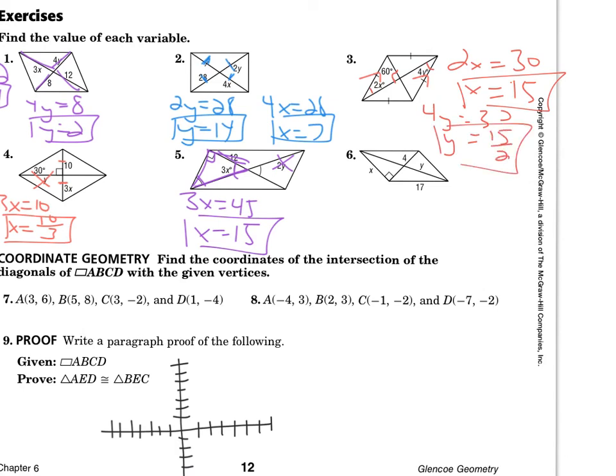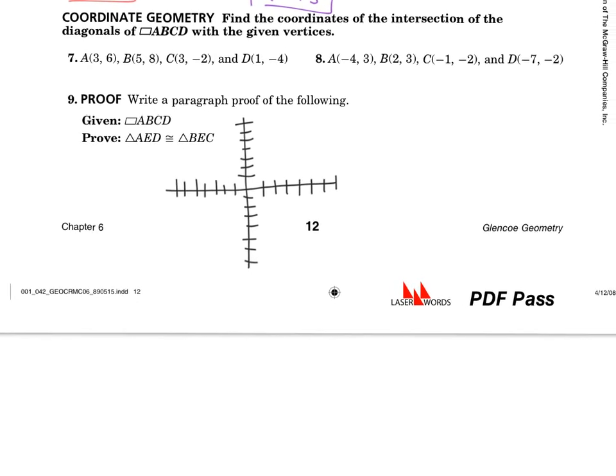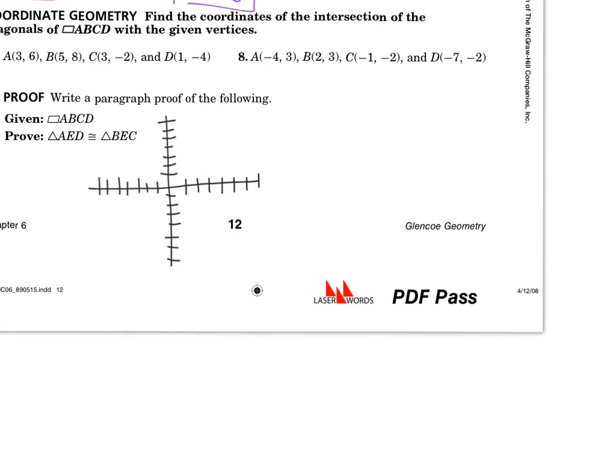Okay, number 6, you have to use the Pythagorean theorem with these right triangles. You're more than welcome to do that, but I wouldn't ask you to do something like that because we haven't gone over it specifically quite yet. Okay, lastly, coordinate geometry.